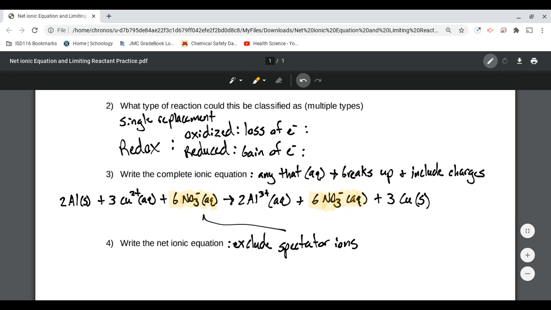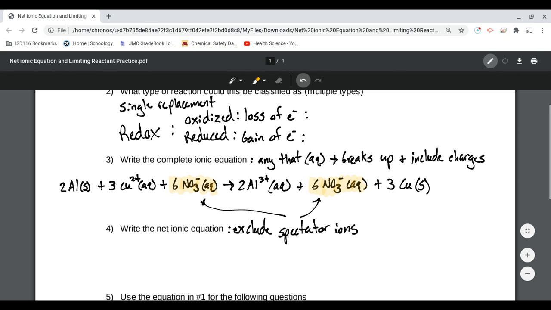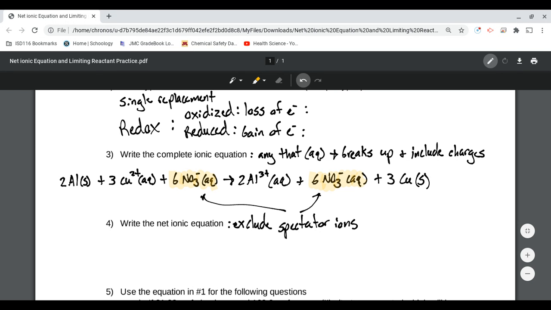So spectator ions are here and here. Those are things that show up on both sides of the equation. We notice we have 6 of them. They cancel each other out. They didn't actually participate in this reaction, but rather just were present the whole time. And then we can write everything else in.